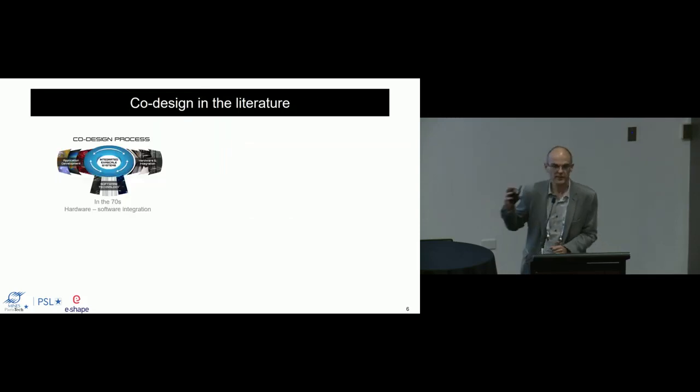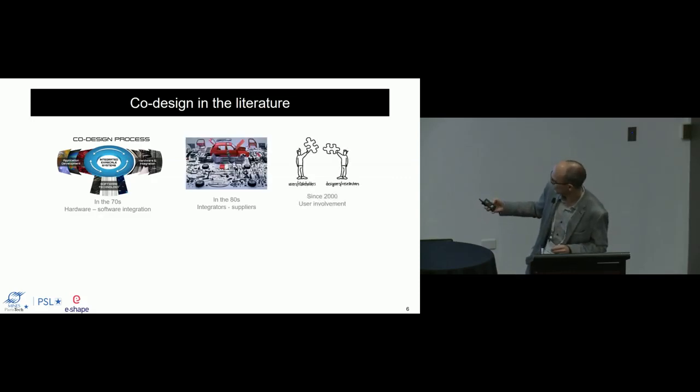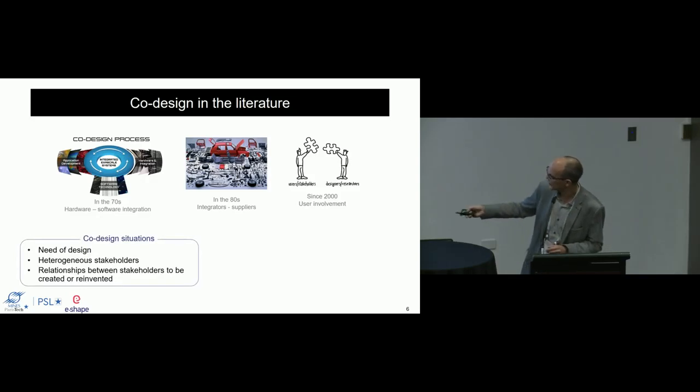So, specificities. Co-design in the literature is quite important. Just to give you a brief overview, this is a notion that was born in so-called cyber-physical systems, and initially the problem was to integrate hardware and software in mobile systems. But step by step, it was seen as a quite easy method to have user involvement in the design process. And we can conclude from this short overview that we have co-design situations where there is a need for strong design with heterogeneous stakeholders, and the relationship between stakeholders has to be reinvented or invented.